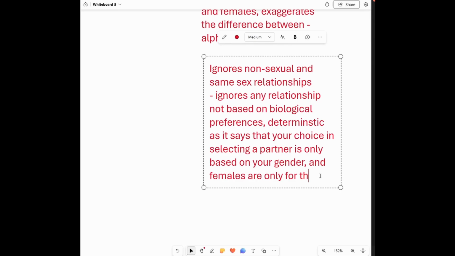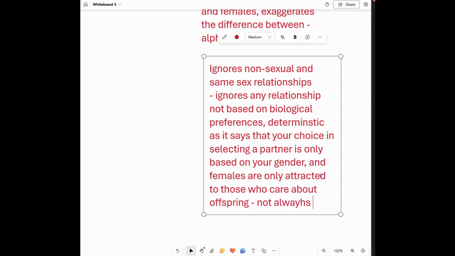So it's kind of ignoring the whole role of a female in the first place. It's ignoring the whole personality. It's only saying that men are only attracted to females based on producing offspring, and that females are only attracted to men who care for their offspring. It's all about their offspring. It's not really thinking about anything else. This isn't always the case. Not all people have children.